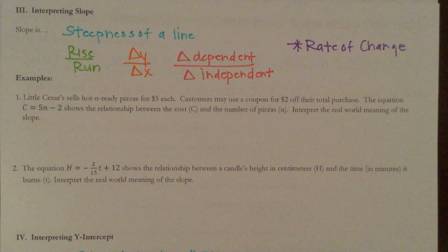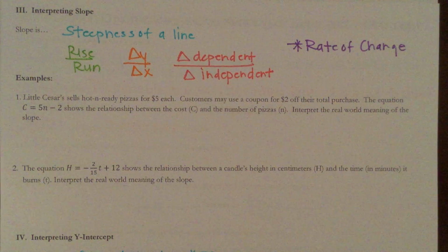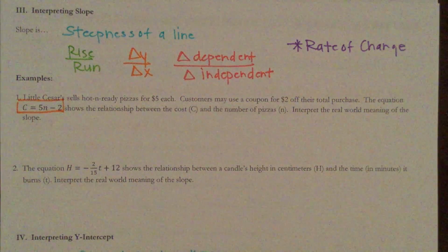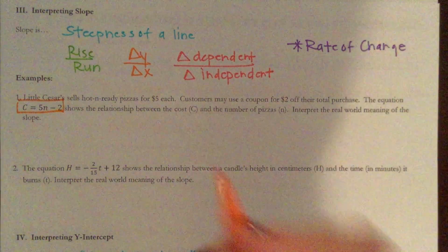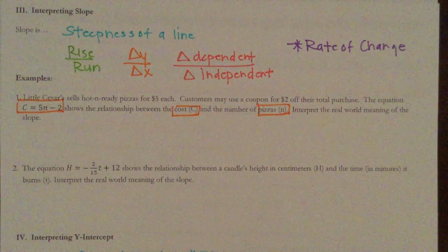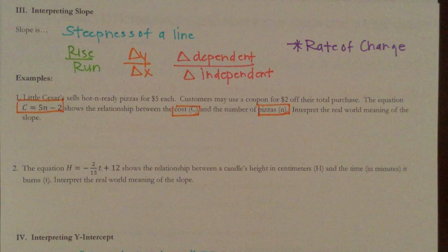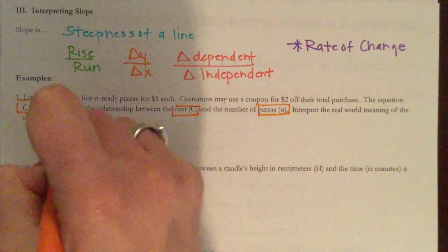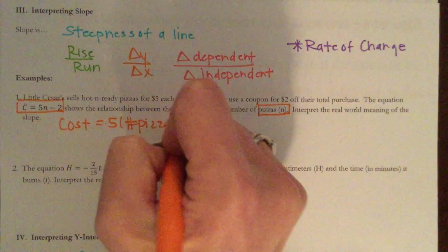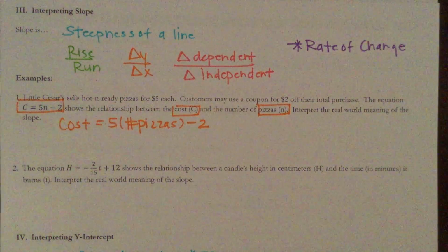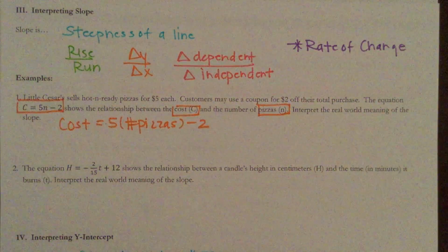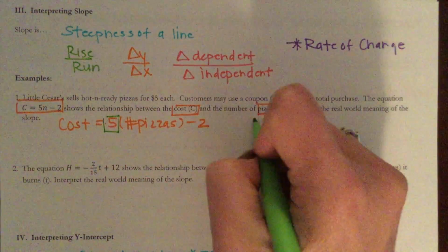Customers may use a coupon for $2 off their total purchase. The equation C equals 5n minus 2 shows the relationship between the cost, which is C, and the number of pizzas, which is N. If you need to, guys, rewrite the equation with those words in it. The cost is equal to 5 times the number of pizzas minus 2. We want to interpret the real-world meaning of the slope. In this problem, our slope is 5.